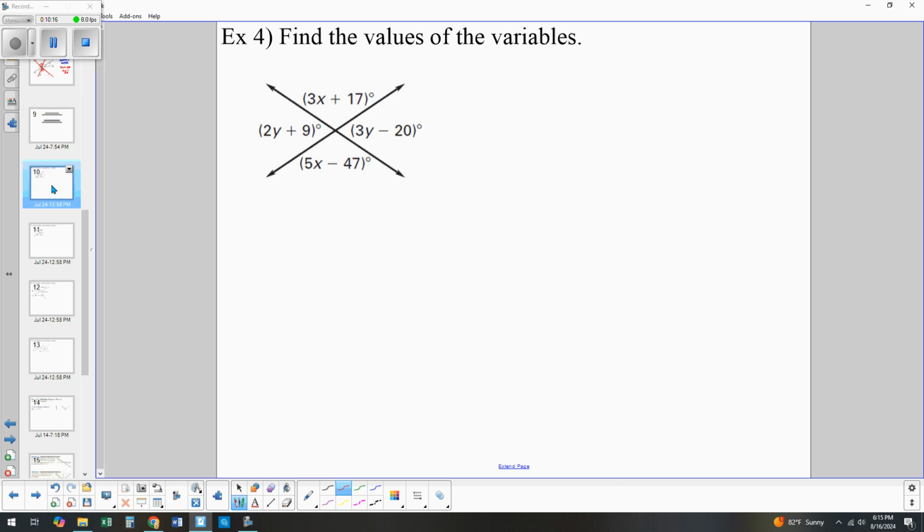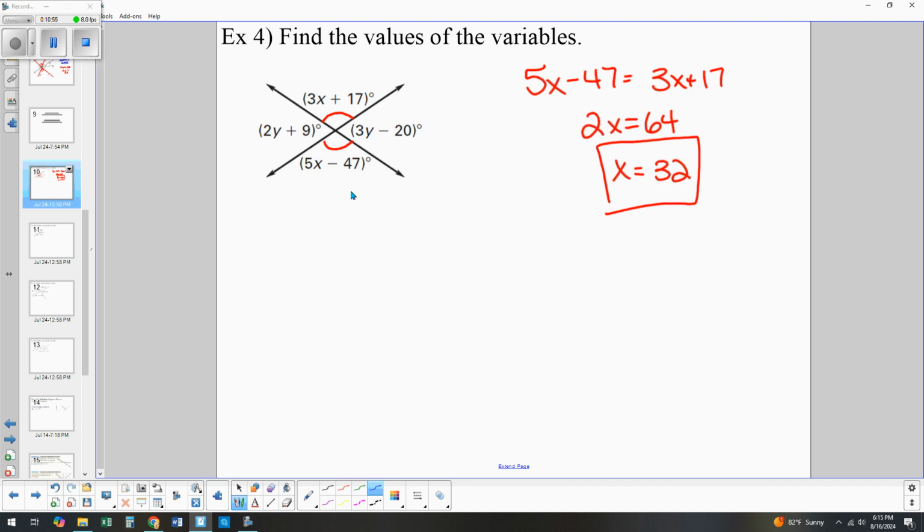In example 4, we want to find the values of the variables. So our first step here is going to be identifying where the angles are that have the same variable, if there are any. So I see that I have a term x here, and I have the term x here. These are vertical angles. They are across from each other when the lines intersect. So that tells me I'm actually going to be setting these equal to each other. So I could do 5x minus 47 equals 3x plus 17. Take away the 3x, add the 47, and then we could divide by 2.